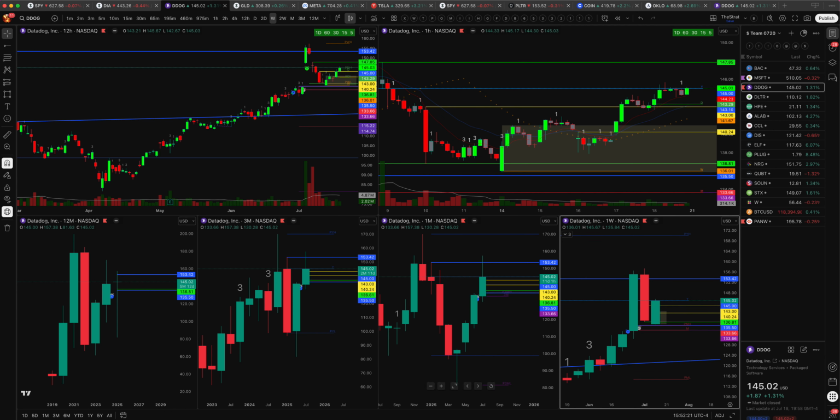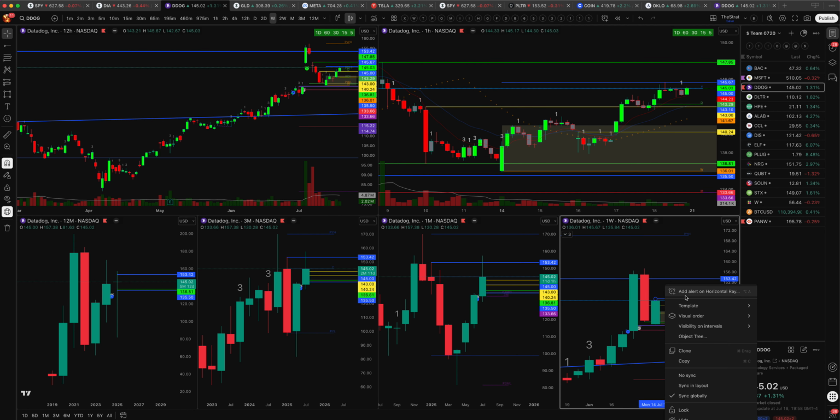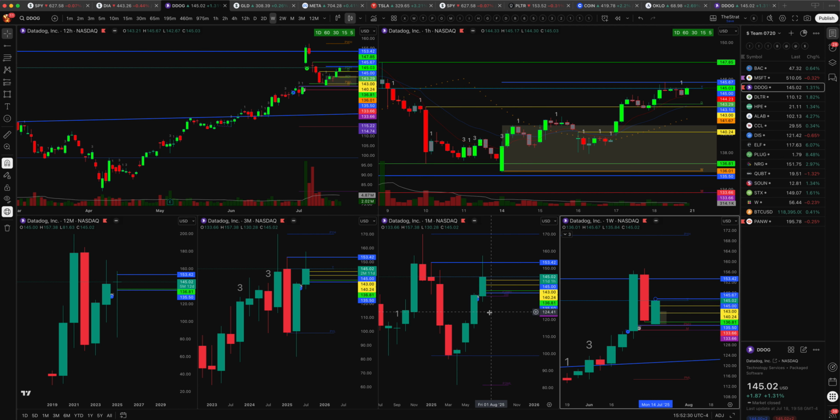Giddy up. Yeah, so this one looks like a great setup. We'll start on the higher time frames, move to the bottom, and then we'll plan out our trade if we're going to take it for next week.